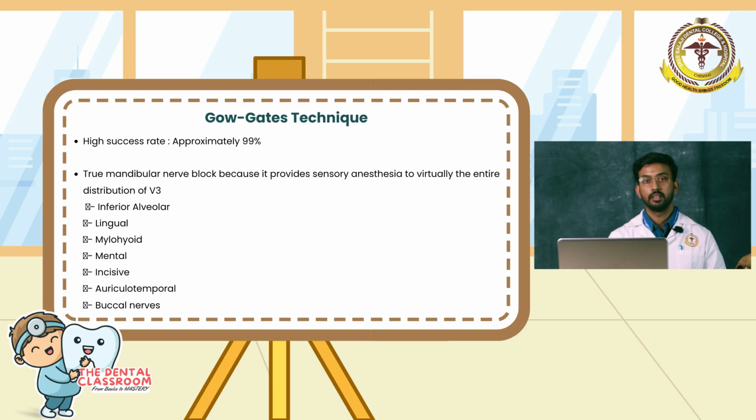Coming to the next technique, this is Gow-Gates technique. Gow-Gates technique is also known as open mouth technique. It has a high success rate, approximately 99%. It is also called true mandibular nerve block because it provides sensory anesthesia to virtually the entire distribution of our mandibular nerve of trigeminal nerve, including inferior alveolar nerve, mylohyoid, lingual, mental, incisive branch, auriculotemporal and long buccal nerve.